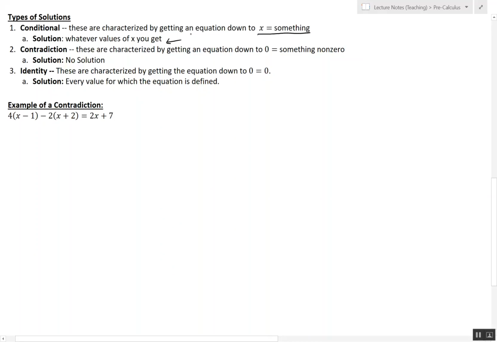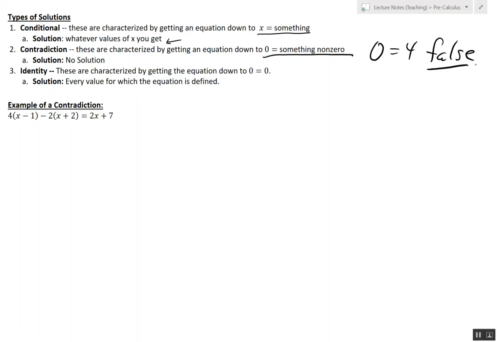make that equation true. But sometimes something weird happens. Sometimes all the variables cancel out. And what happens? Well, there's only one or two things. One thing that can happen is you get 0 equals something non-zero. So, for example, 0 equals 4. This is always a false statement. And since this is false for any value of x, that means that you have a contradiction, and that means no solution.